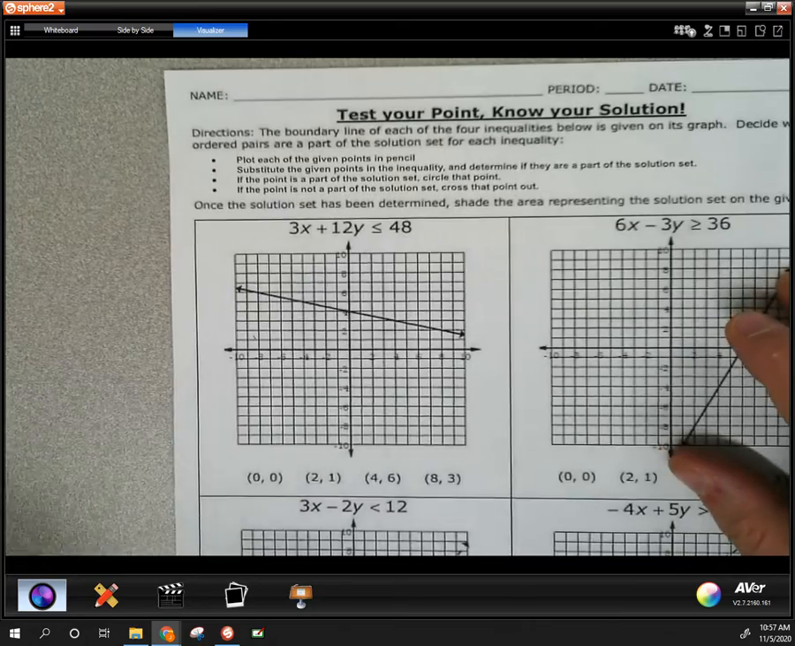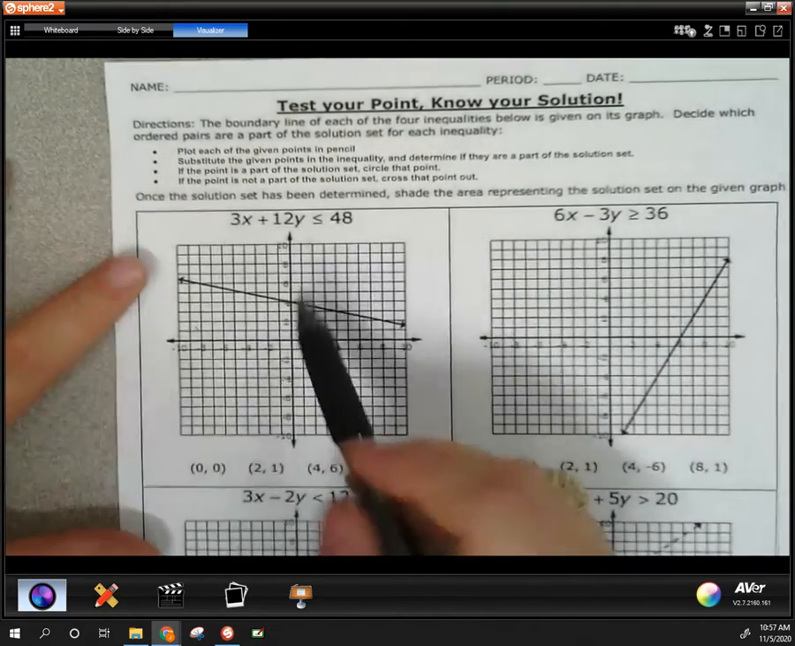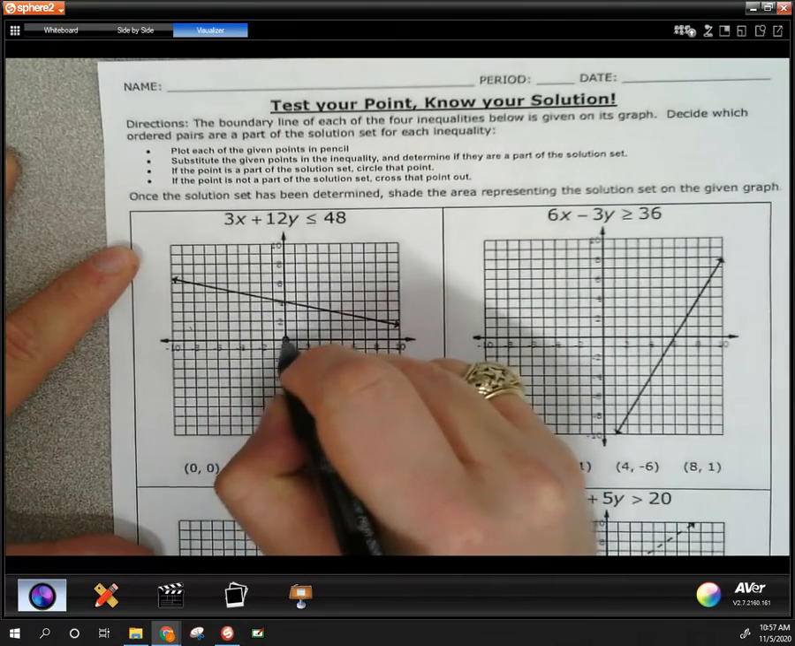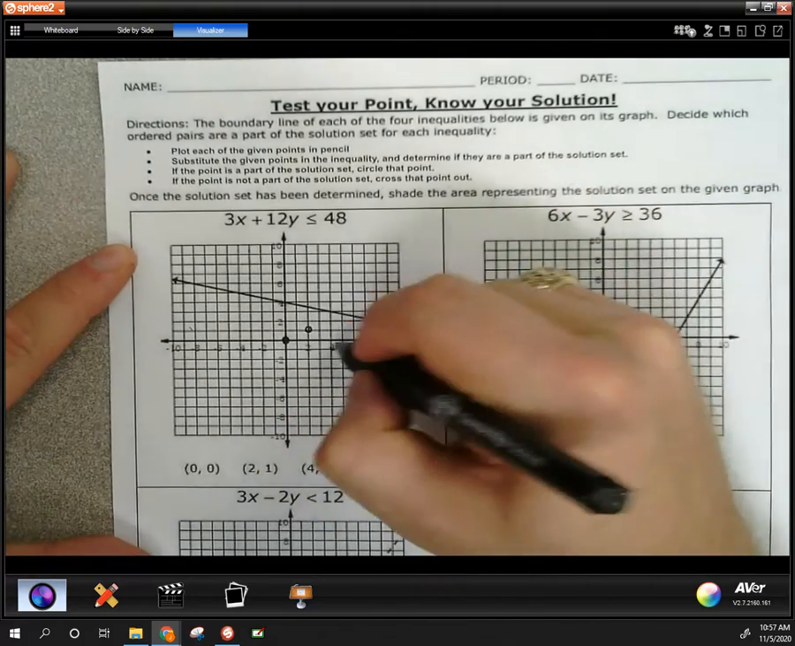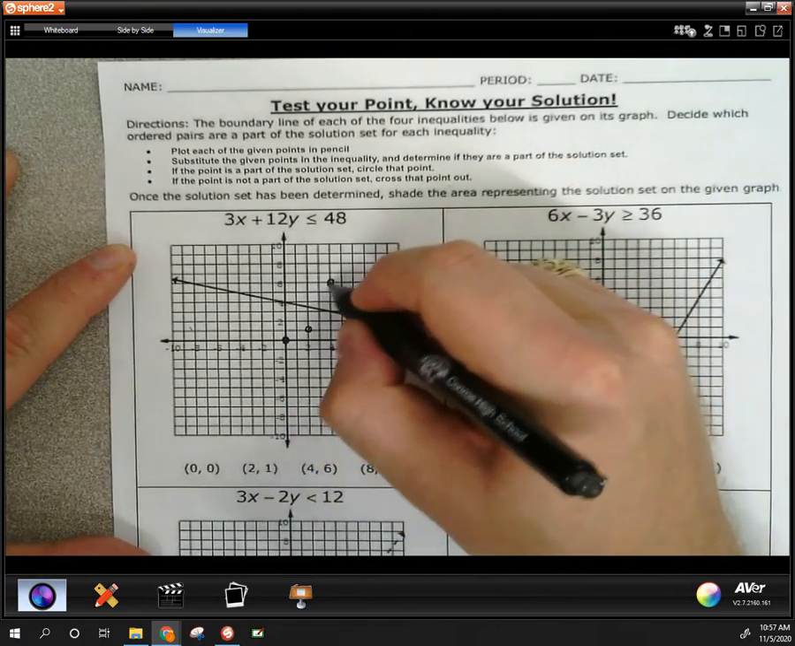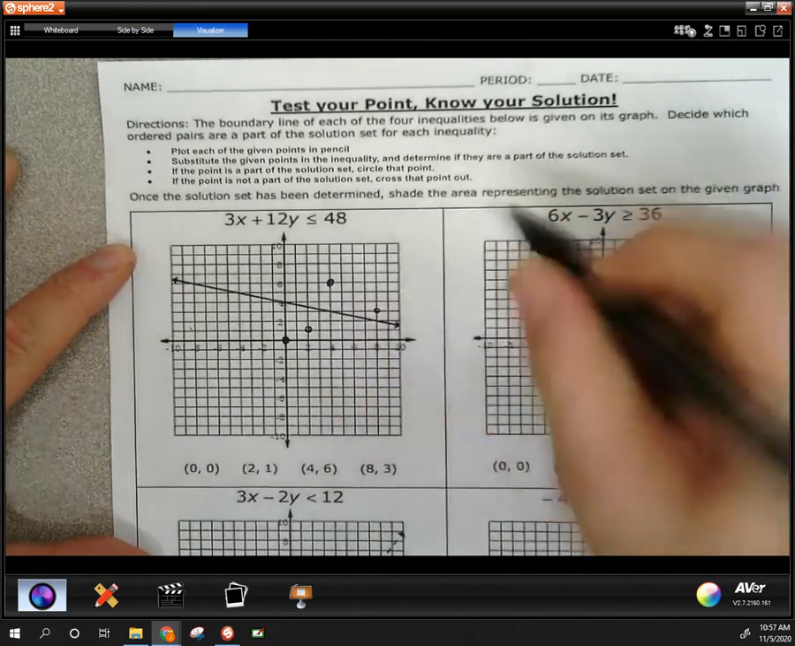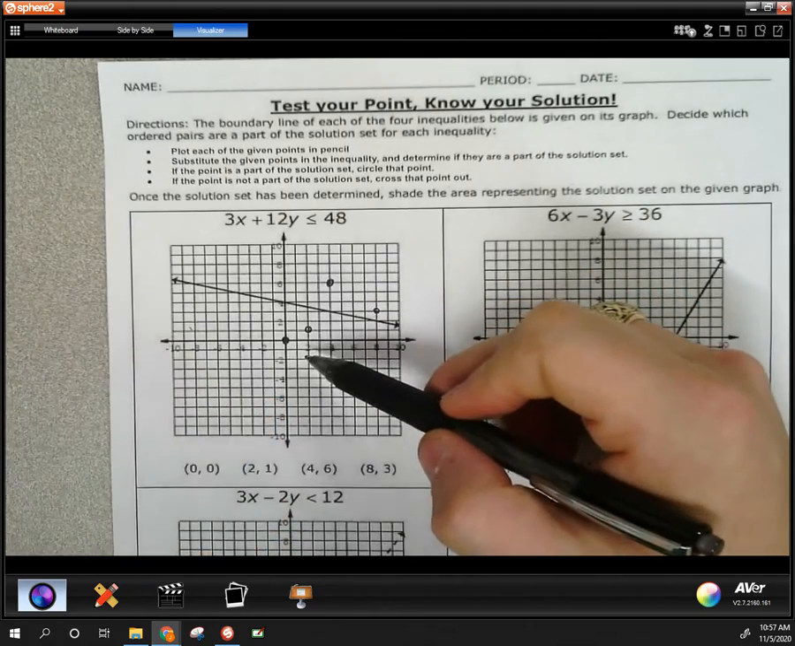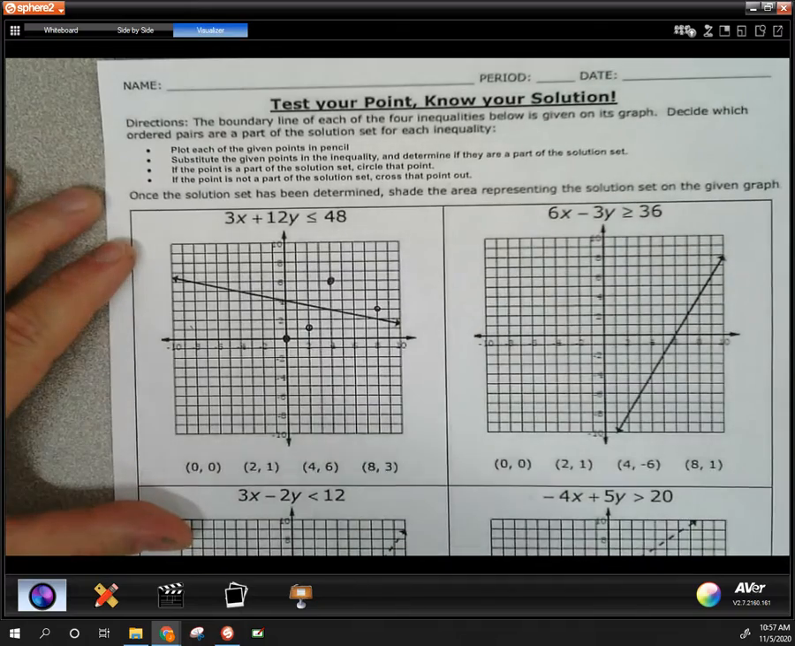Now on the back, you're pretty much doing the same thing. But now it wants you to plot each of the given points. So 0, 0, 2, 1, 4, 6, and then 8, 3. So notice two points are on one side, 2 are on the other side. So this is the graph of that inequality, but we have to find out where to shade it.